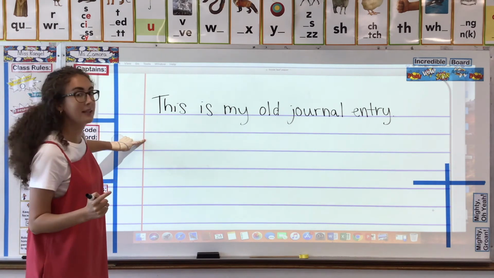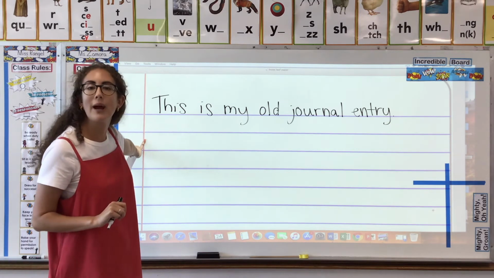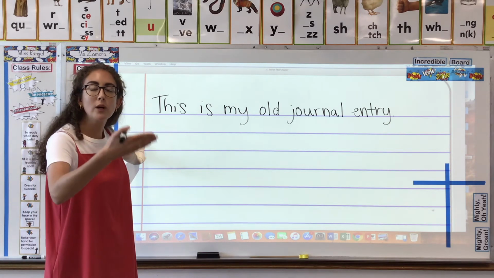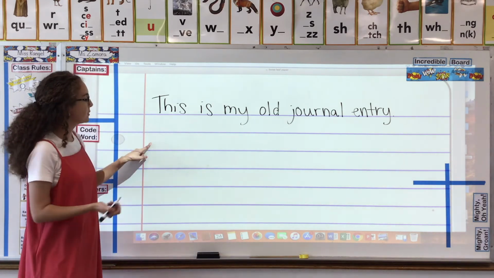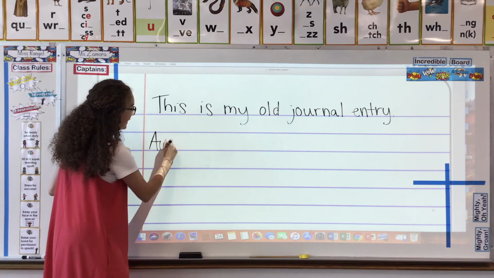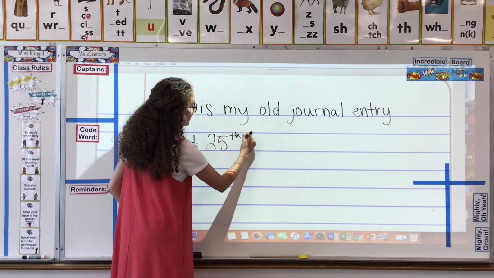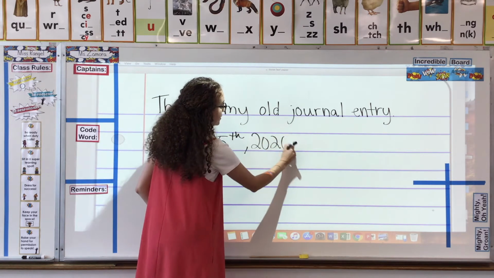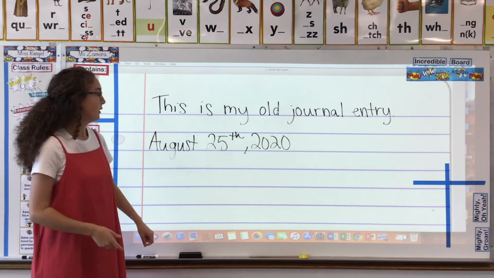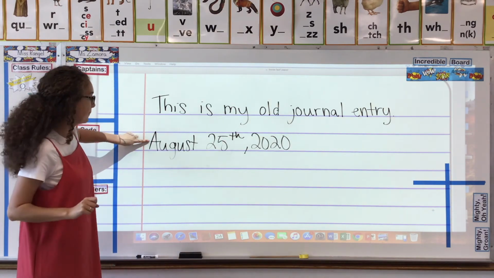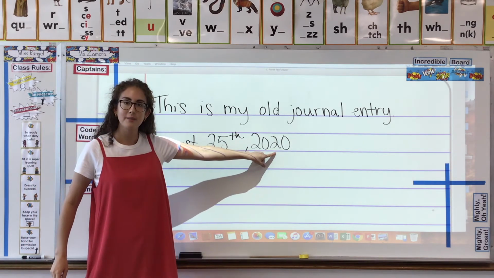We skipped a line. Now, our second step is to write the date. We want to record which day we wrote which entry. So today's date, August 25th, 2020, because that is today's date. So number one, we skipped a line. Number two, we wrote today's date.